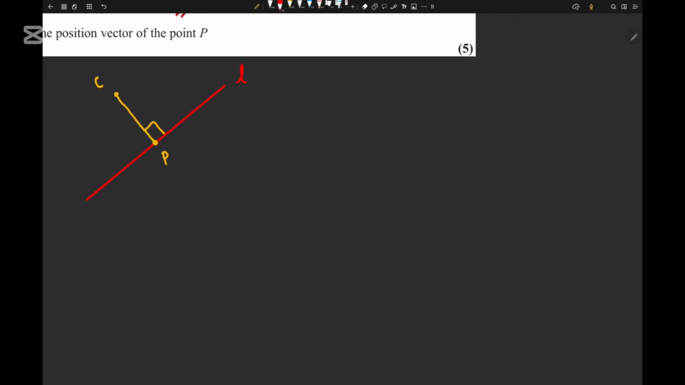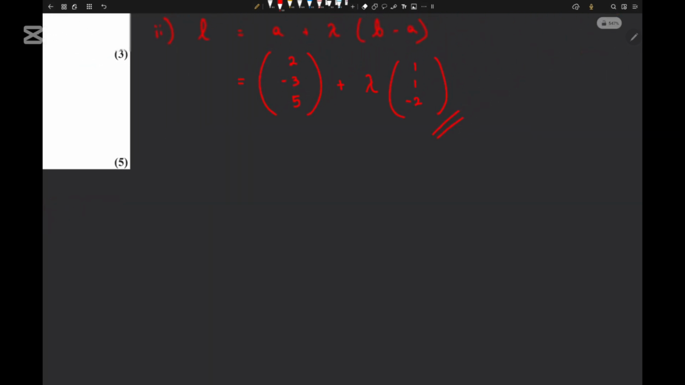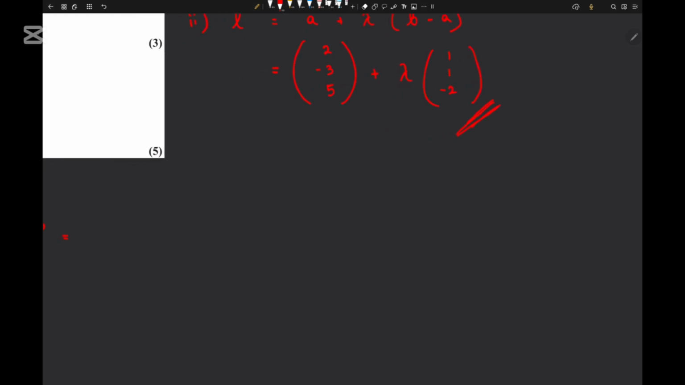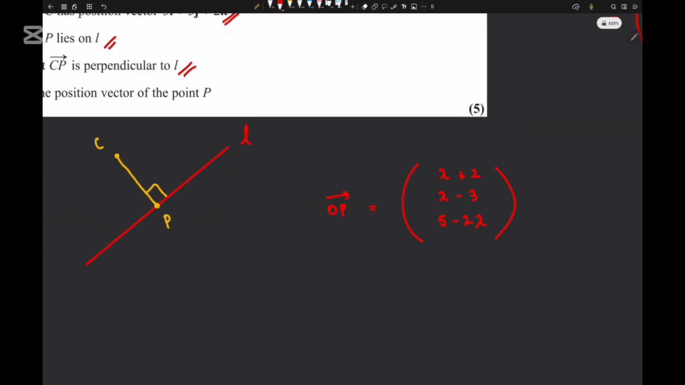So let's first find the OP vector. Since P lies on the line L, the coordinates of P can be found using this equation. We just don't know the value of lambda, so this can be written as (lambda plus 2, lambda minus 3, 5 minus 2 lambda). So this is the OP vector.